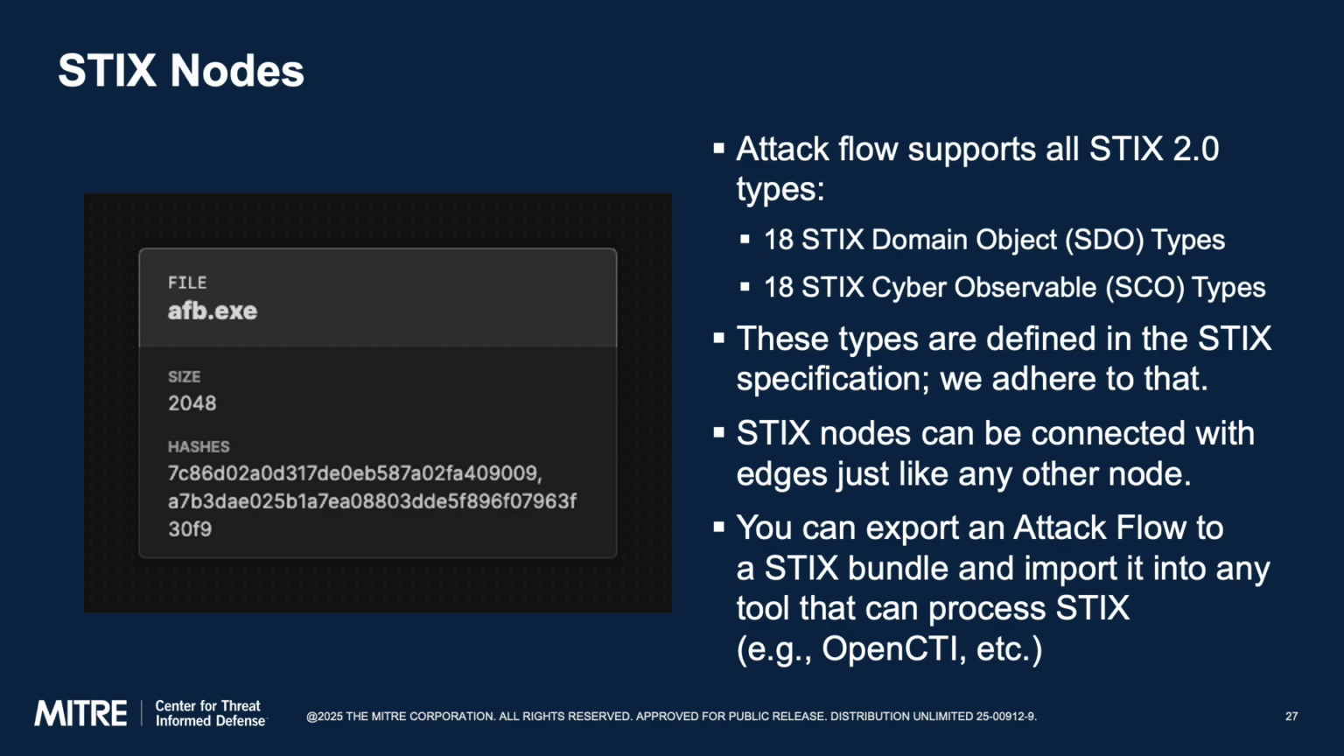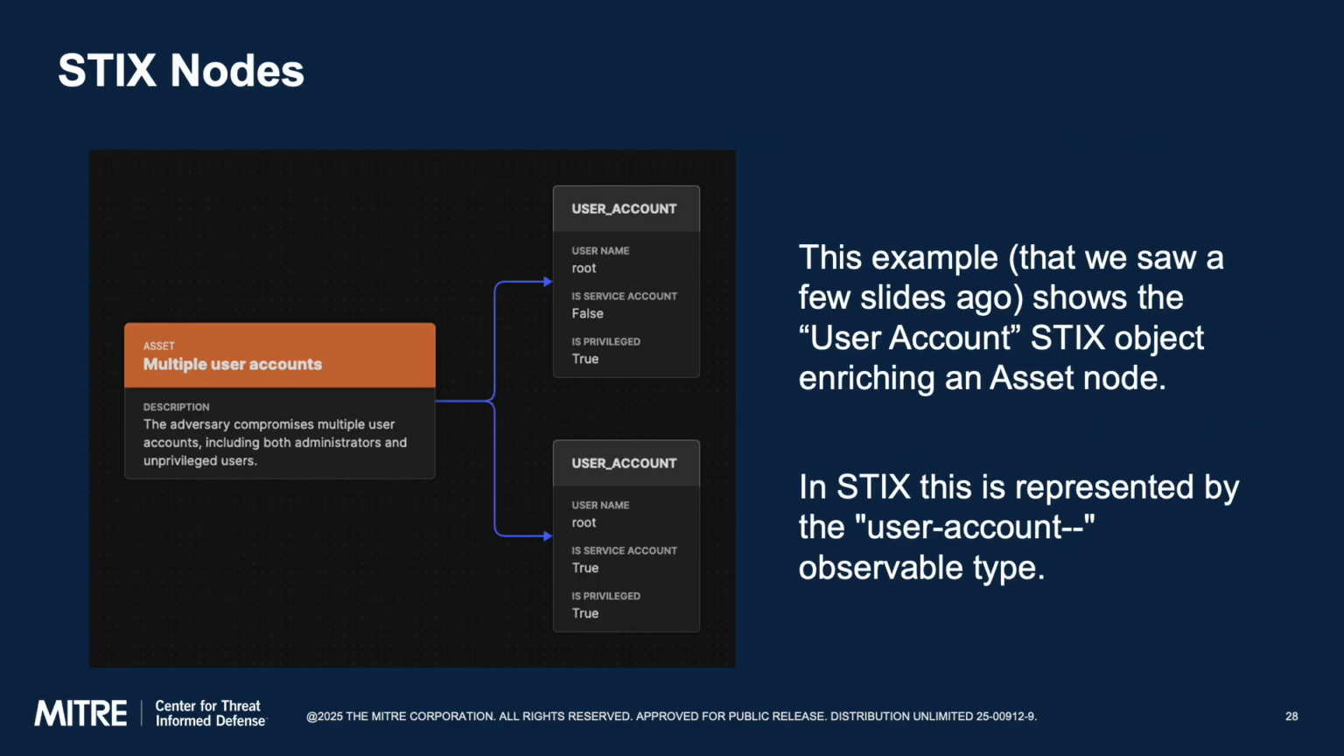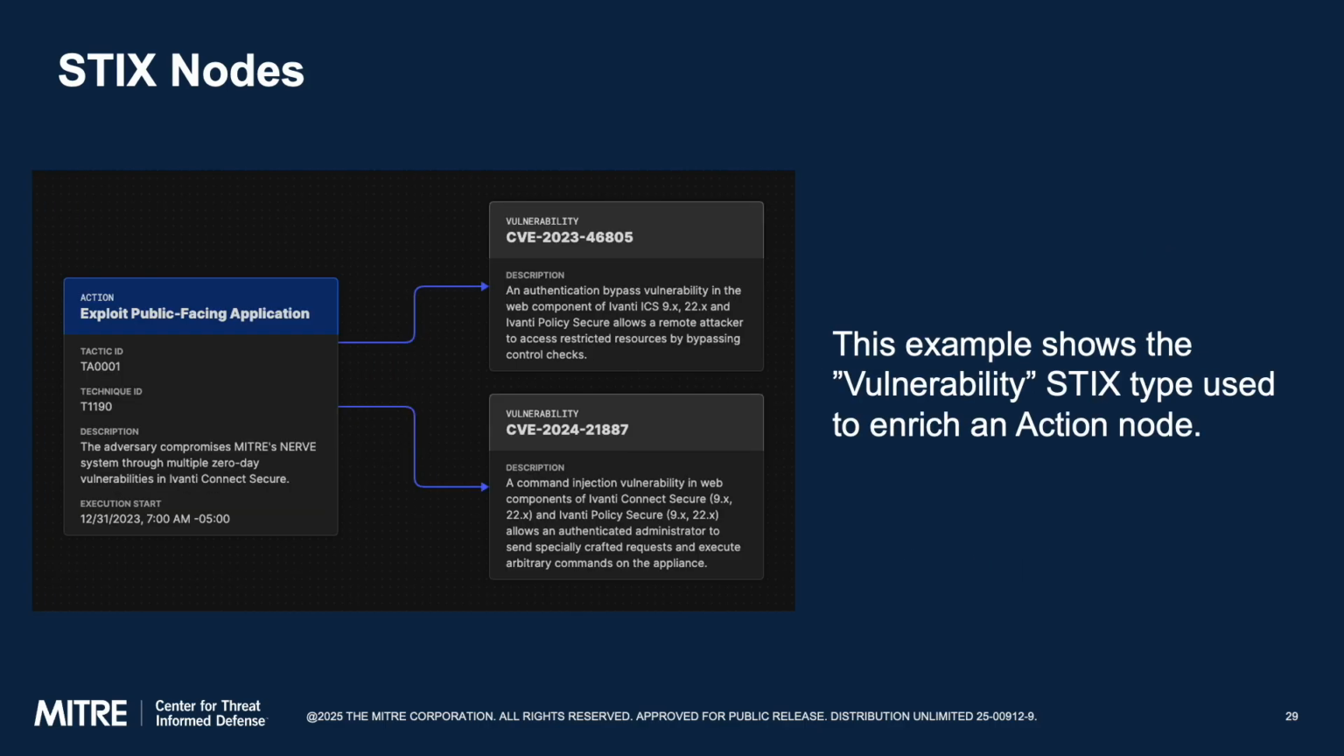These objects can be added to your flow and connected to other objects with lines just like any other node. You can also export your flow to a STIX bundle or import STIX bundles into your flow. Now let's revisit the example we just had of an asset being enriched by two user account objects. The user account is defined in the STIX specification. It's represented by the user account observable type.